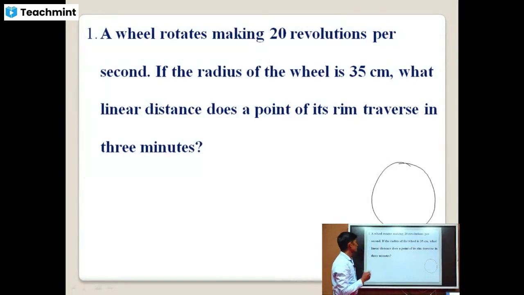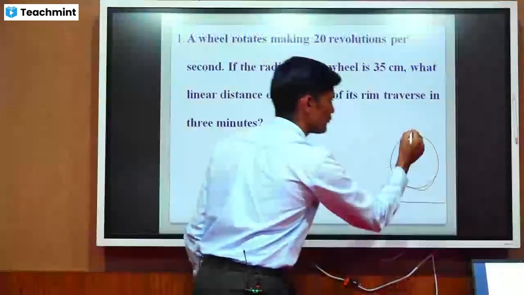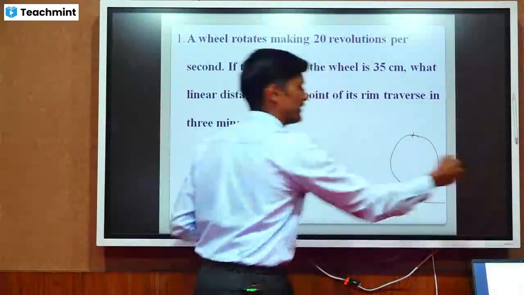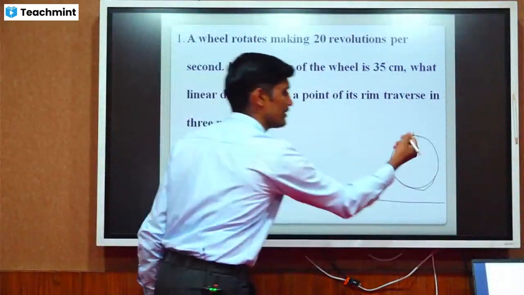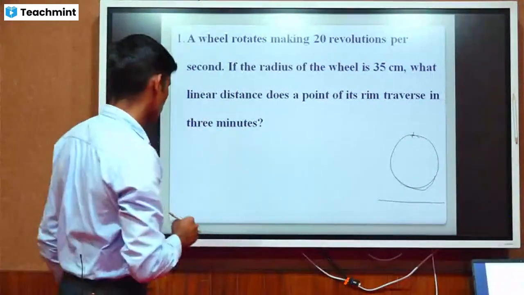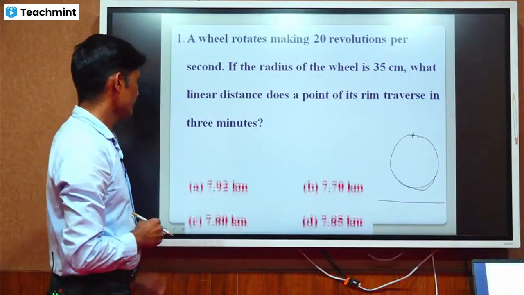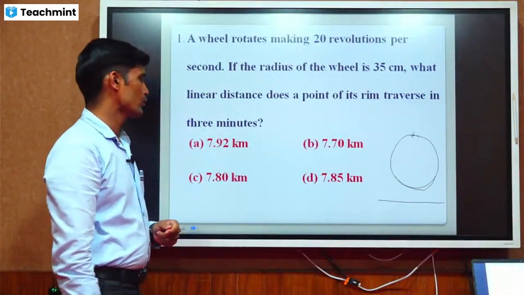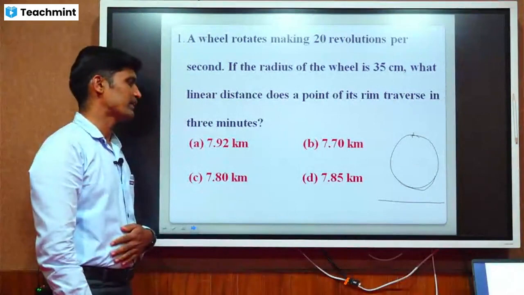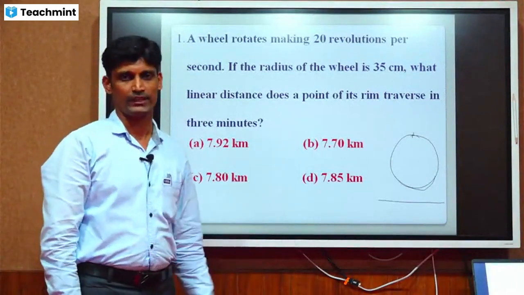That is the question. A wheel rotates making 20 revolutions per second. In one second it makes 20 rounds. When it makes one round, the distance it covers is, if you cut this circle and keep it as a straight line, then the distance traveled is nothing but the circumference of the circle. So let us see the options. A 7.92 kilometer, B 7.70 kilometer, C 7.80 kilometer and D 7.85 kilometer.